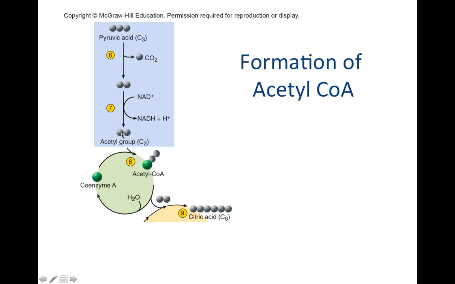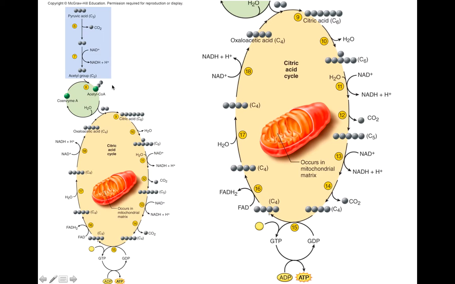So this acetyl group is now going to bond to coenzyme A. Coenzyme A, when it receives this acetyl group, these 2 carbons, becomes acetyl coenzyme A, or acetyl-CoA for short. Acetyl-CoA is then going to donate these 2 carbons into the citric acid cycle. But this coenzyme A is not going to be used up. So here's where we came from: acetyl group, coenzyme A, acetyl-CoA, donate those 2 carbons into the citric acid cycle. I'm going to move over here to our bigger picture.